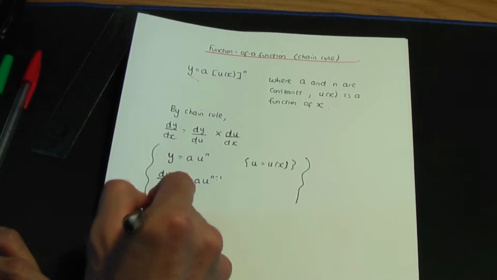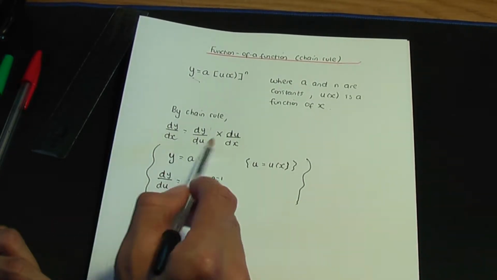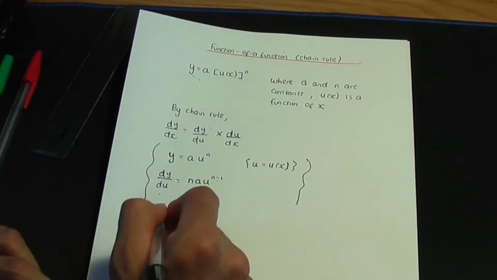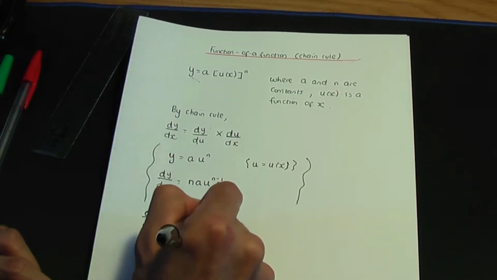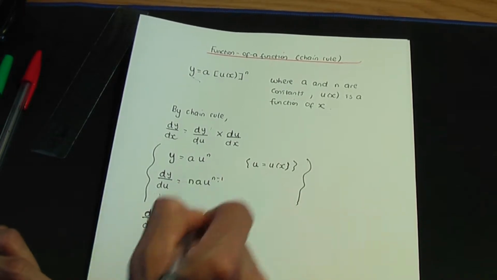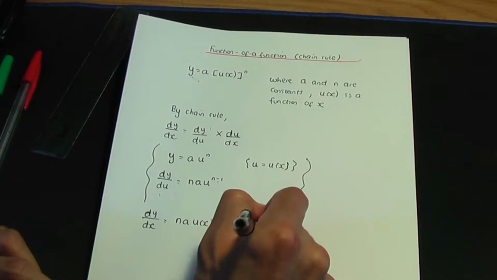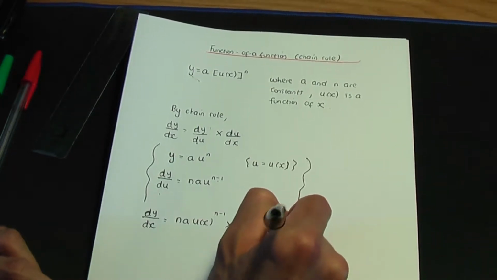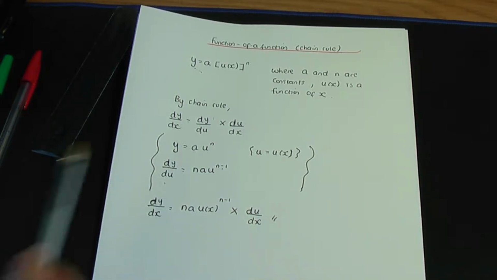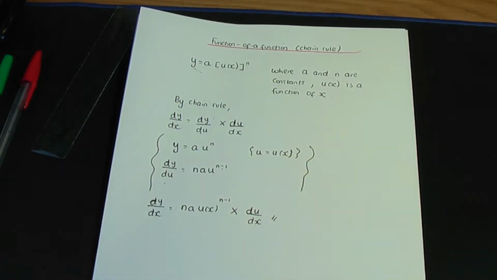So using the basic rule of differentiation: multiply by the power, take away 1 from the power. So dy by dx, if I replace dy by du by na u to the n minus 1, we're going to have dy by dx equals na u(x) to the power n minus 1, multiplied by du by dx. So this is the result using the chain rule for when we differentiate a function of the form y equals a u(x) to the n.